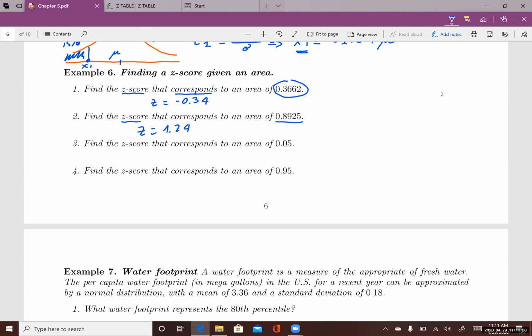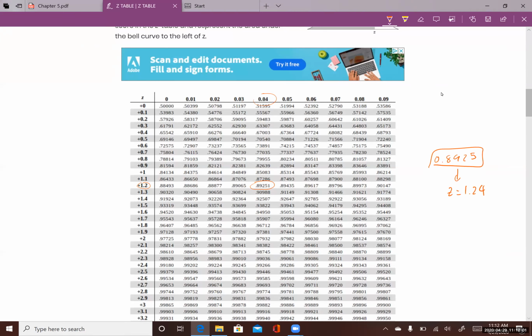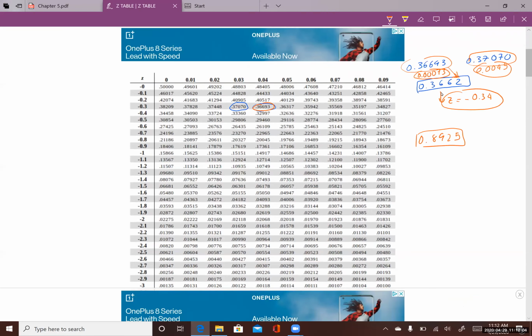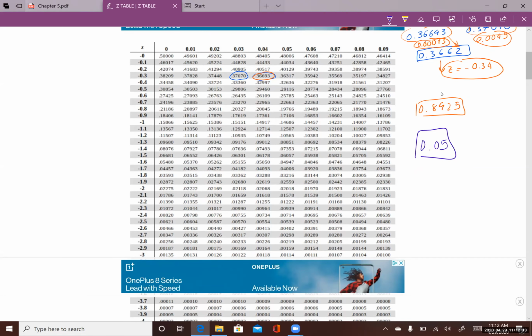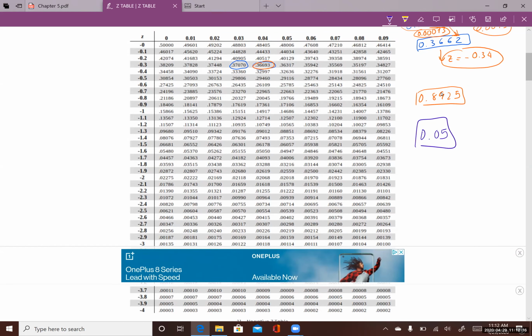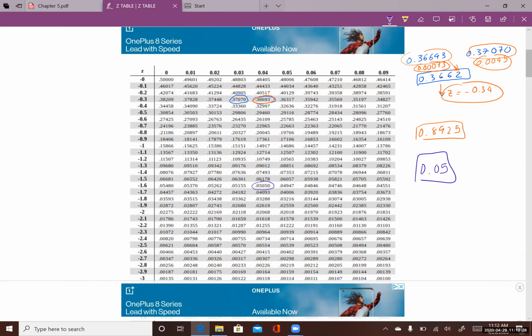All right, how about 0.05? It's going to be in the negative side. 0.05 is a very small value. Let's look at 0.05. I found 0.05050. I also found 0.04947. Which one is closer?